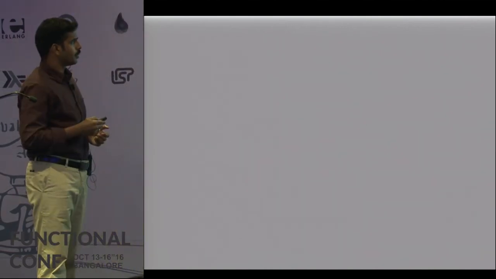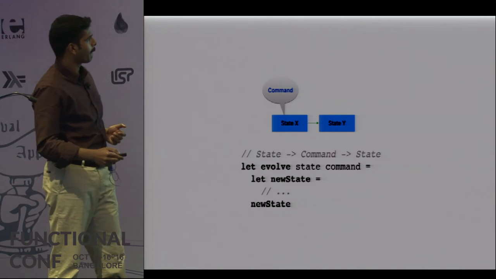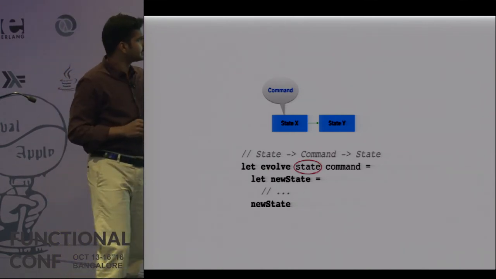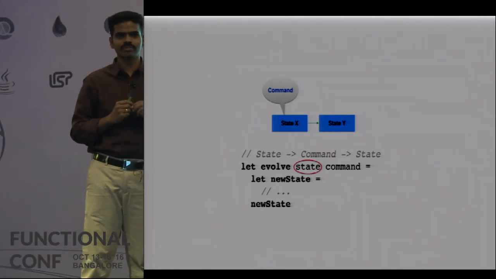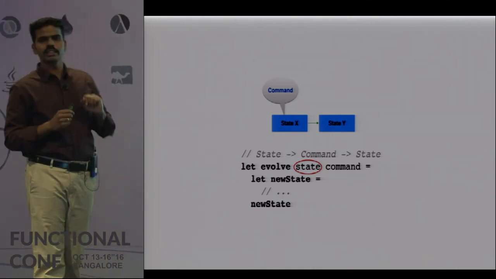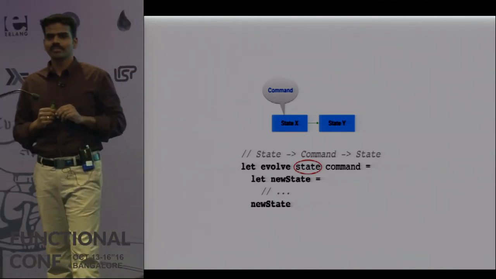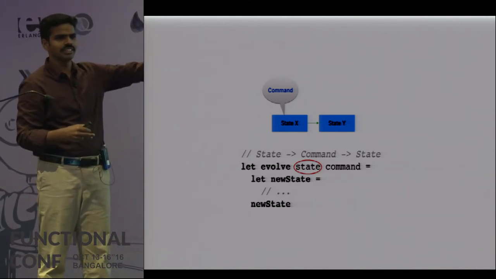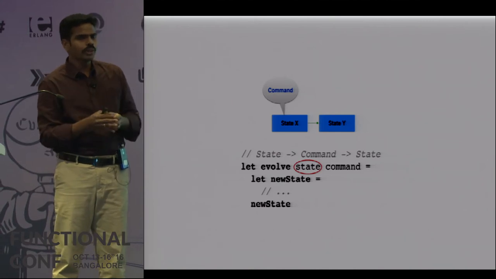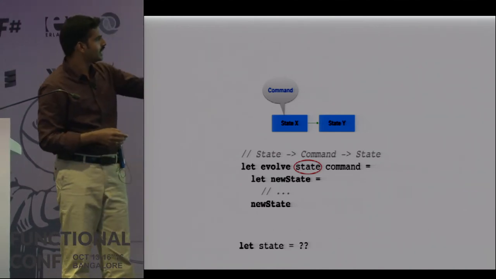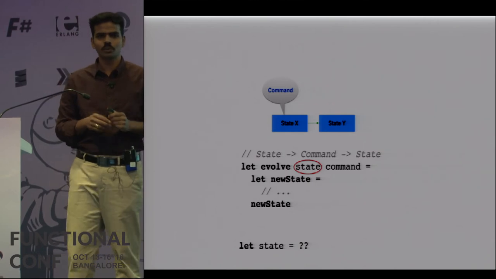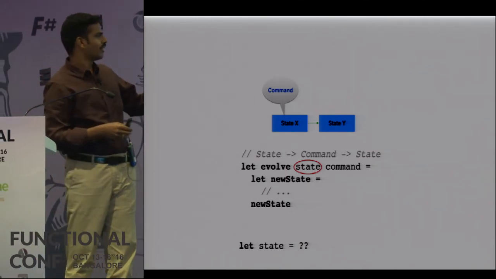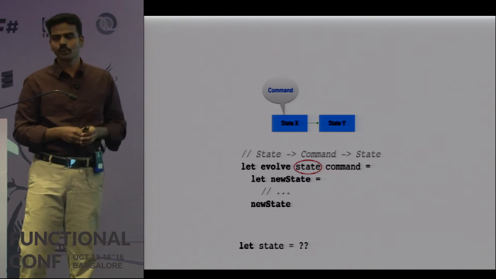Command is something which is coming from the user. Okay, but where is the state coming from? Typically, we will be fetching the state from the database before calling this function. But what we are going to do here is derive where the state is coming from. That's what, like a mathematical theorem, we are going to find out what state is. Okay? So, to derive state, we need another data.